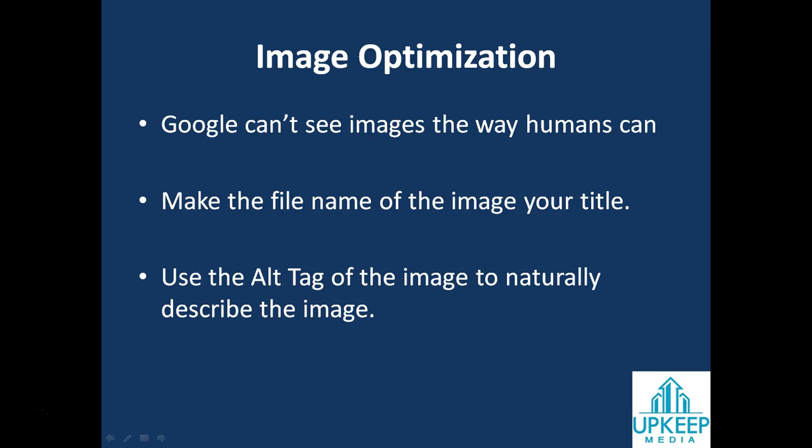So you want to go into the back end of your website and change the alt tag to naturally describe the image. Let's say you have a picture of a property manager helping out one of the tenants. You wouldn't want to stuff your keywords in there. If you're going for Chicago property management, you wouldn't want to stuff Chicago property management into the alt text. You would want to describe the picture naturally. So you would say a picture of a Chicago property manager helping out one of his tenants, or one of her tenants.